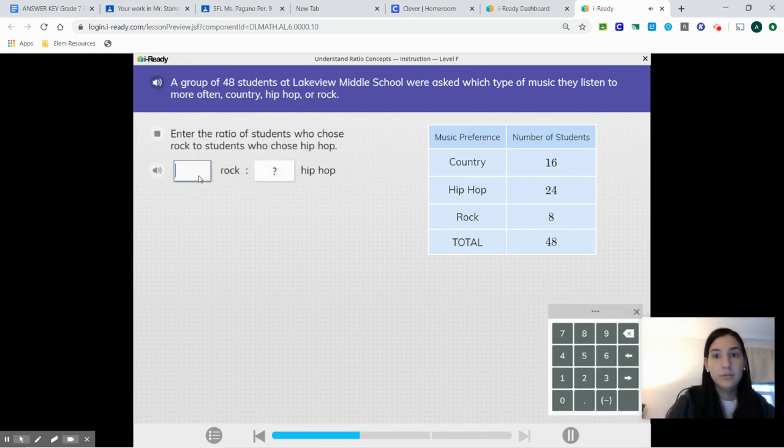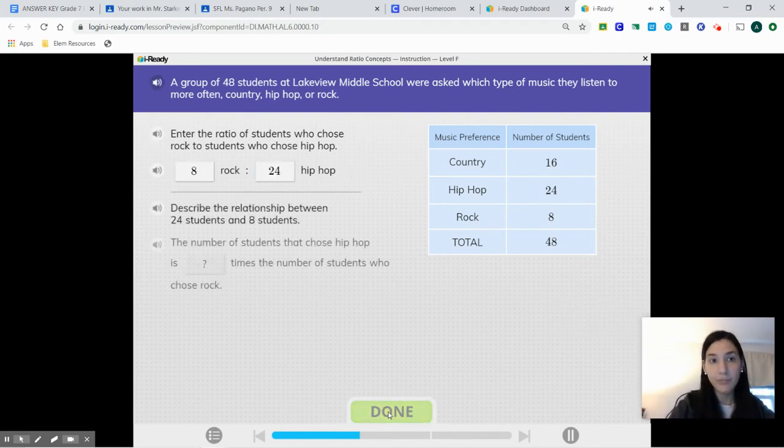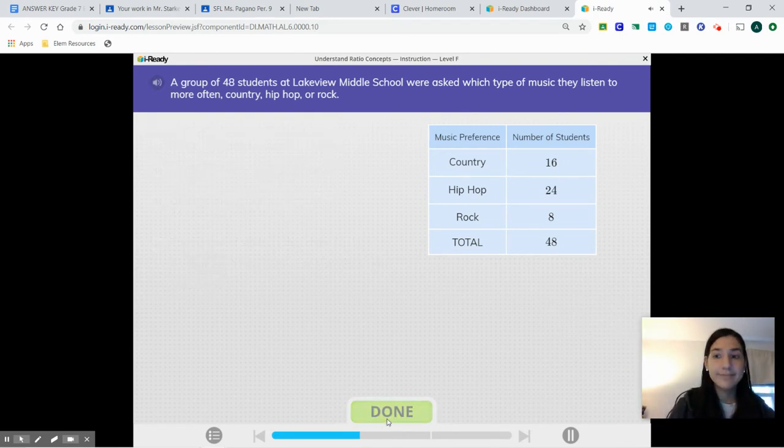Enter the ratio of students who chose rock to students who chose hip-hop. Okay, so we see that rock is 8 from our chart and hip-hop is 24. Again, start thinking of how we're going to get from 8 to 24 for our next question. Describe the relationship between 24 students and 8 students. So it's going to be 8 times 3 to give us 24, so it's going to be 3 times bigger. And we're done.